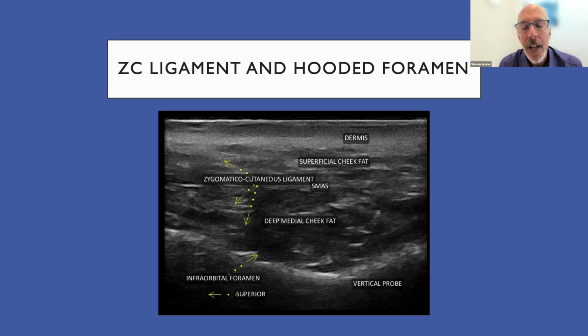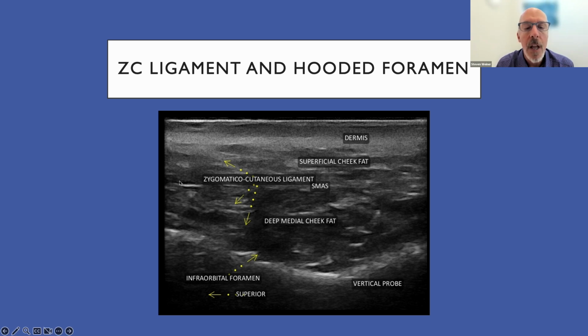So I want to show you something that's actually not very commonly seen, but it's the zygomatic cutaneous ligament. And so that ligament runs from the tear trough area, and it runs along the inferior border of the zygoma and goes up to the zygomatic arch. And it separates above, the deep fat would be called the SUF, and below would be the deep medial cheek fat. So what a ligament looks like are these horizontal stair-stepping hyperechoic areas, and they run from the bone all the way up to the skin. That's what a ligament does.